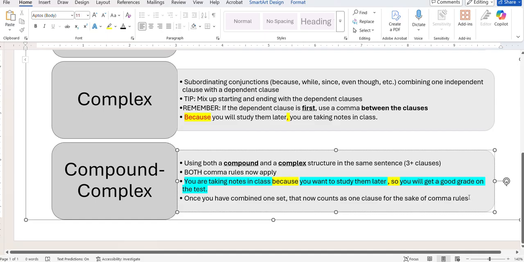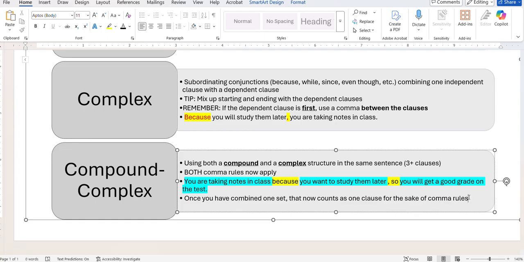Are you just putting the comma because it's a FANBOYS conjunction before it? Because it uses the FANBOYS conjunction and because it has complete sentences on both sides. It has to be both sides.